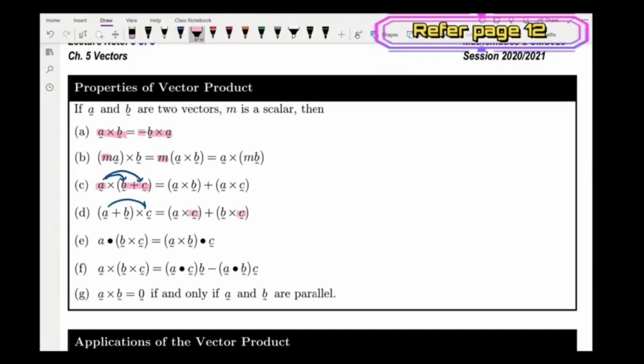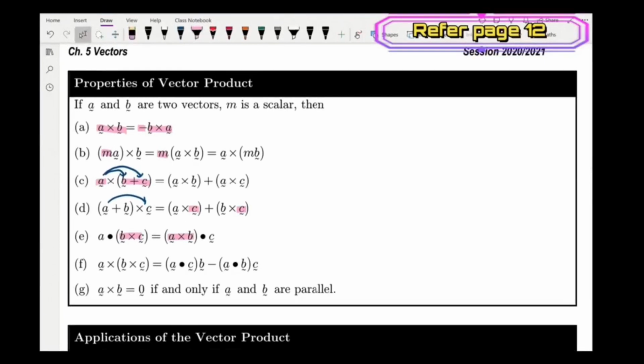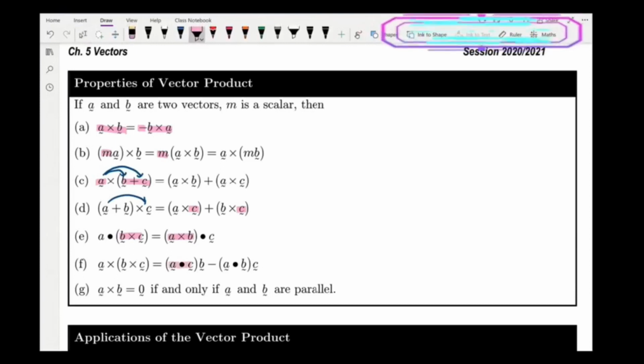Alright. Okay. E dot product. So, untuk dot product, kena ingatlah dia boleh dua sahaja. Sama ada A dot hasil B cross C ataupun A cross B dot C. Itu sahaja kita boleh ubah. Okay. F, kalau kita cross tiga vektor, A cross B cross C, hasil dia akan jadi A dot C times B minus A dot B times C.